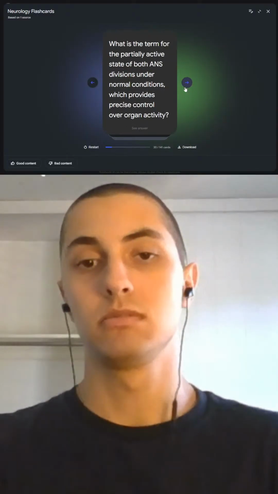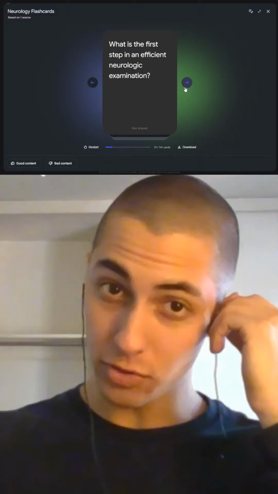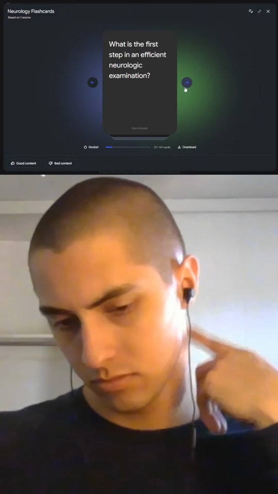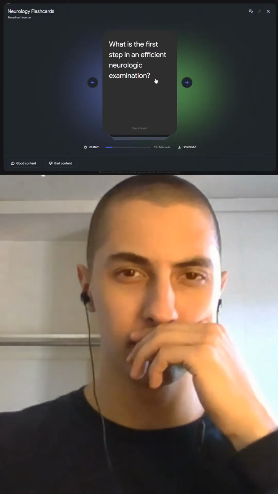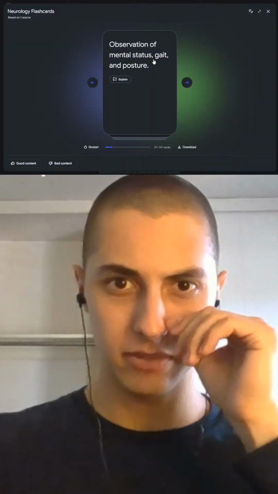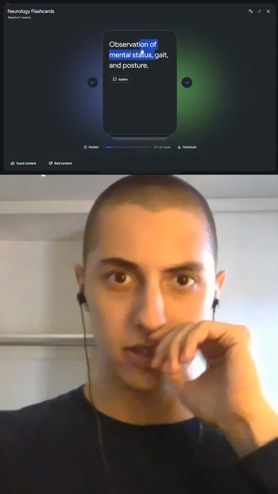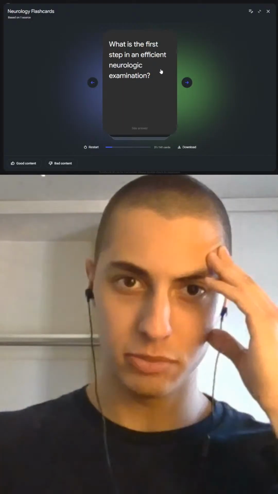Okay. What is the first step in an efficient neurologic examination? I would assume looking at their movement. Yeah, gait. Mentation, posture. Yeah, posture's a big one.